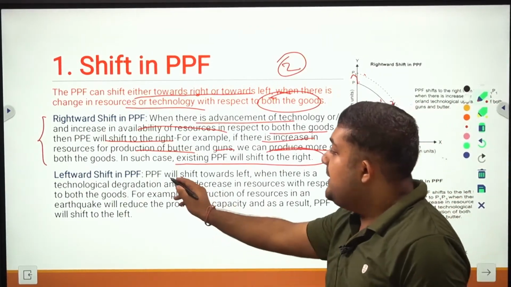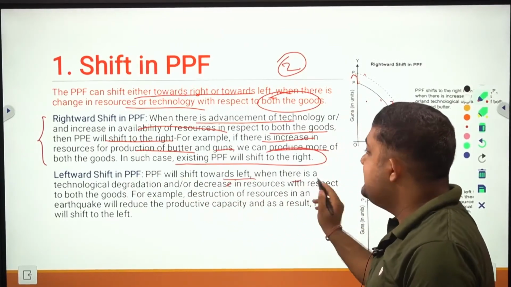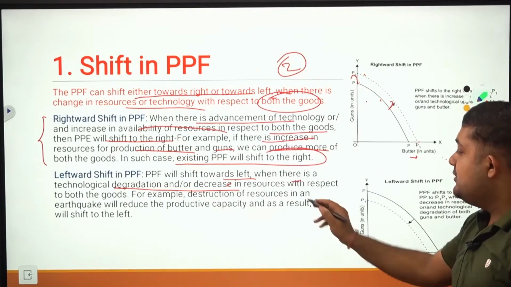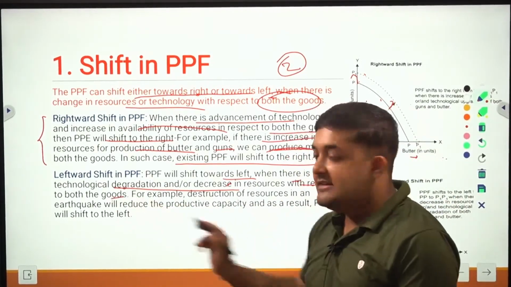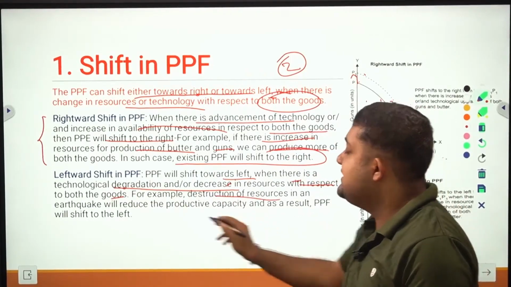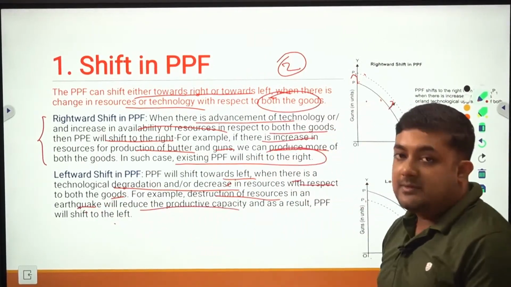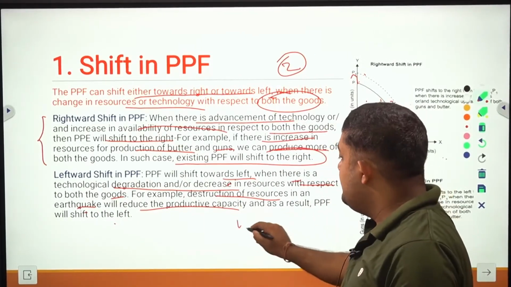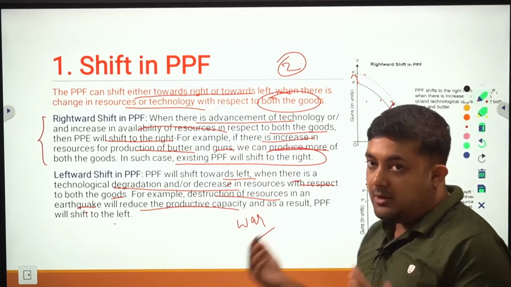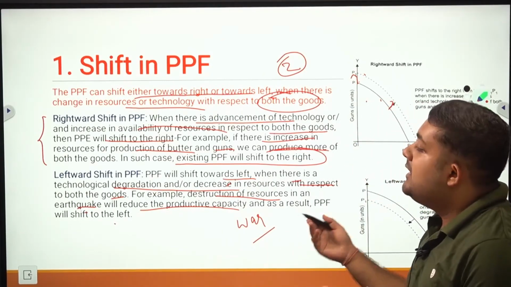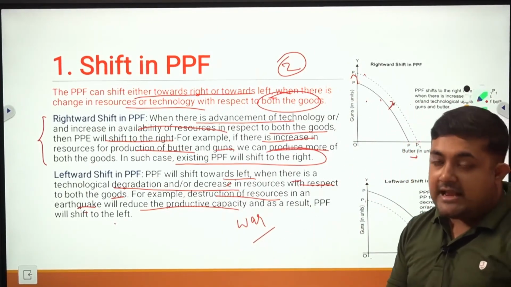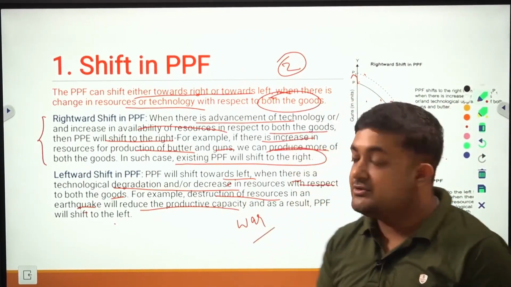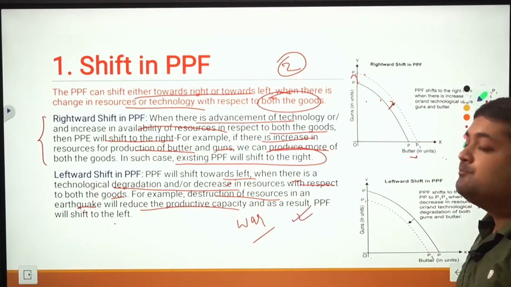Our PPF will shift leftward when there is a technological degradation or decrease in resources with respect to both the goods. For example, destruction of resources in an earthquake will reduce the productive capacity. Not only earthquake, any kind of natural calamity, or if there is war, or any kind of problem in the economy, then our productive capacity will get reduced. And if both the goods are reduced, then we get a leftward shift in the PPF.